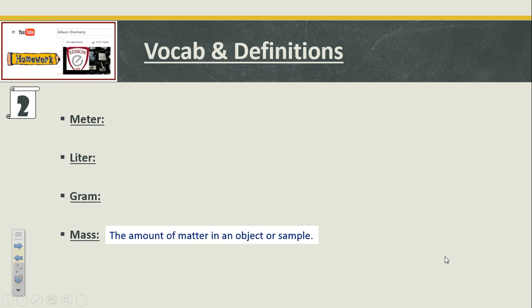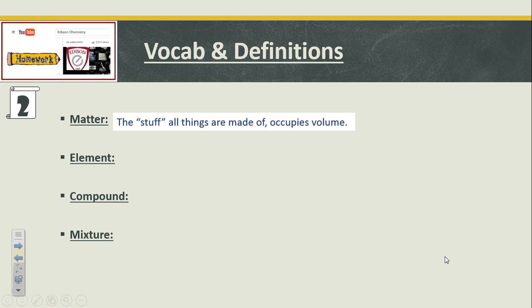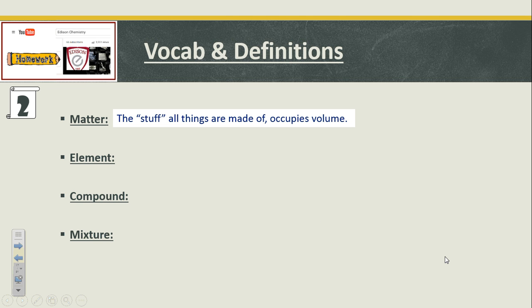Mass is, by definition, the amount of matter an object or sample has in it. It's an indirect measurement of how many atoms and of what type they are. Mass can be weird because mass is independent of gravity. I have the same mass on the Earth and the Moon, even though I might weigh differently. But mass, by definition, is the amount of matter an object has. Matter in itself is the stuff that makes up all things. It occupies volume. It has a size. Matter has mass is another way to think about it.